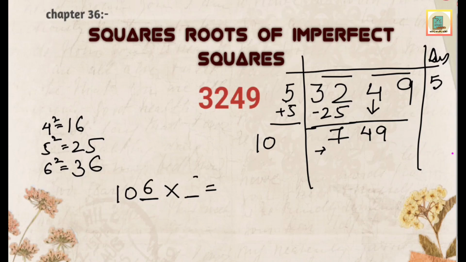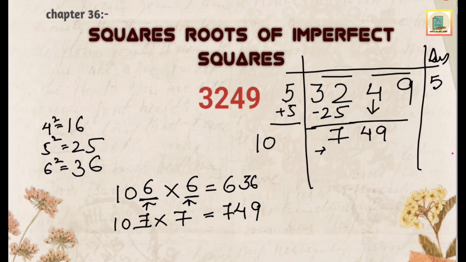106 multiplied by 6. So whichever number we are adding here, we'll multiply with the same number. So it will get 6 6s are 36 and 6 1s are 6. So 636. As we can see that 636 is quite smaller than 749. So here we will try with 7 also. So 1 0. Here we'll write 7 and multiply with 7 only. So 7 7s are 49 and 7 1s are 7. So it's going completely by 7.